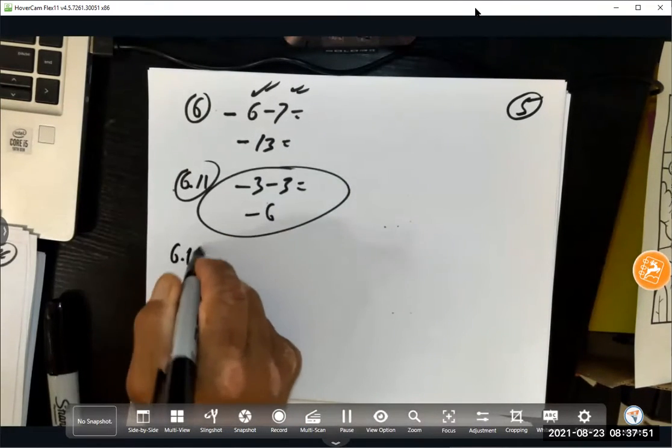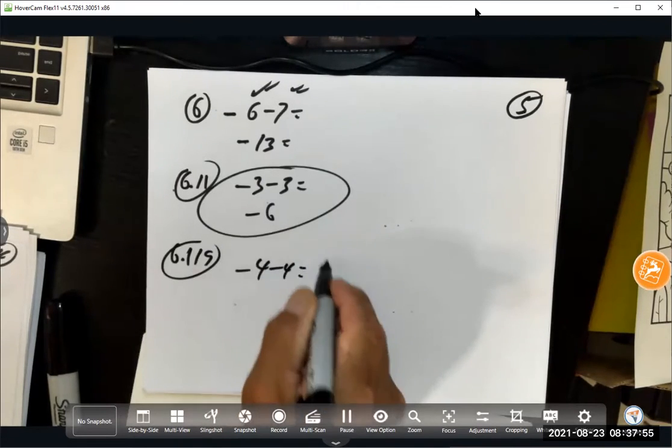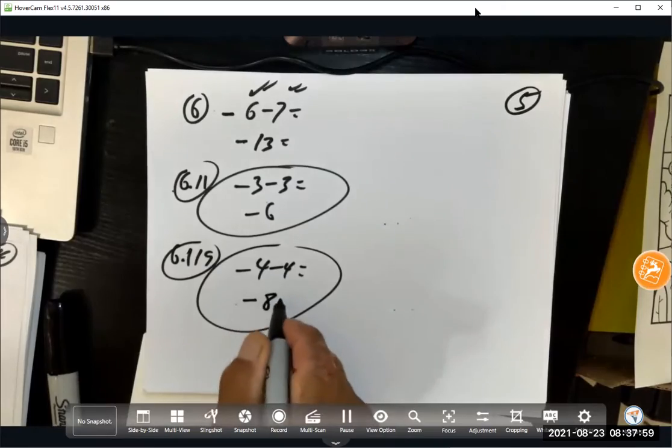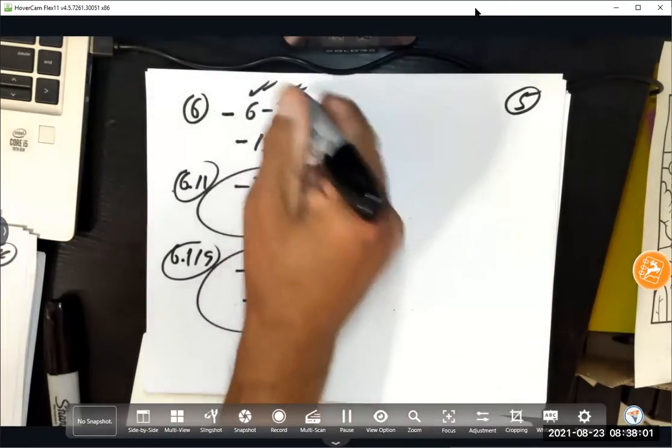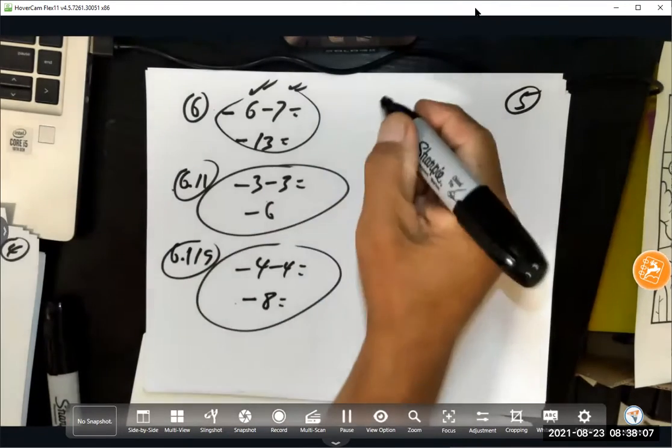Another one like this one. Let's say negative 4 and negative 4. Signs are the same, add them up, it's going to be negative 8. Do you see why these answers are right? Yes? I'm going to say yes. All right, go to number 7.